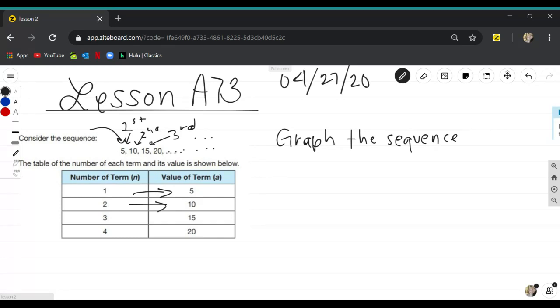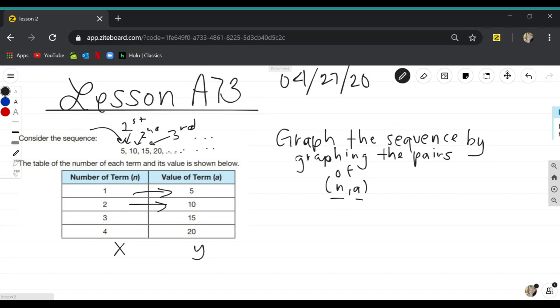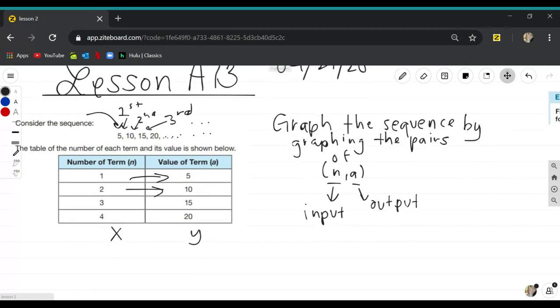So it says graph the sequence. We can graph the sequence by graphing the pairs of n, A. So what this means is that n right here is kind of like our x, and then A is our y. So that means that this n is what we're inputting, and then A is the output. Okay, so then we can graph this.